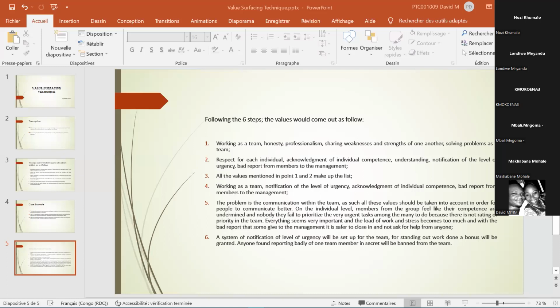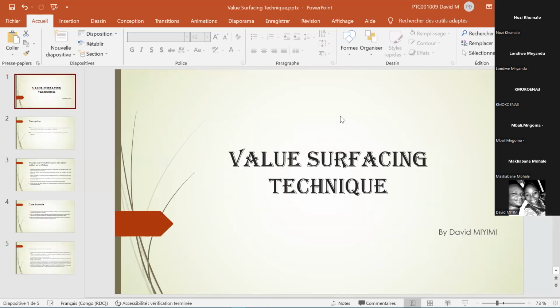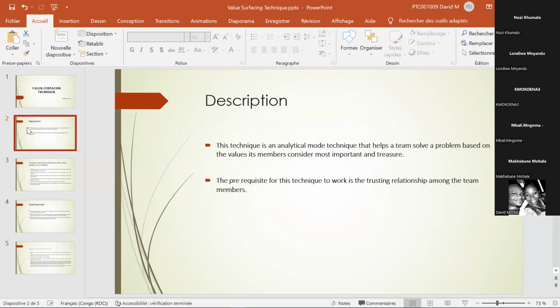Surfacing, the first technique that I was given, the value surfacing technique, and the nominal group one. About the value surfacing technique, this is an analytical technique that helps the team actually solve a problem based on its values.